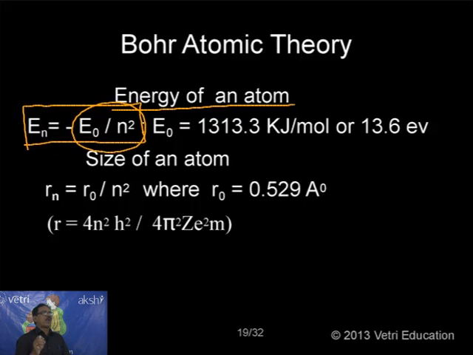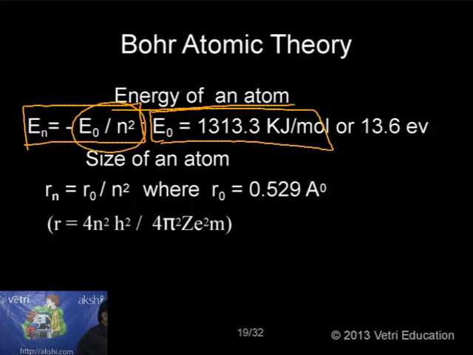E0 is the energy of the lowest level, and n is the nth level, n equal to 1 or anything. So the E0 value is already given by him. What is the E0 value? That is 1313.3 kilojoule per mole, or in terms of electron volts, 13.6 electron volts. Both ways, we can express the energy, in terms of kilojoule or in terms of electron volt.